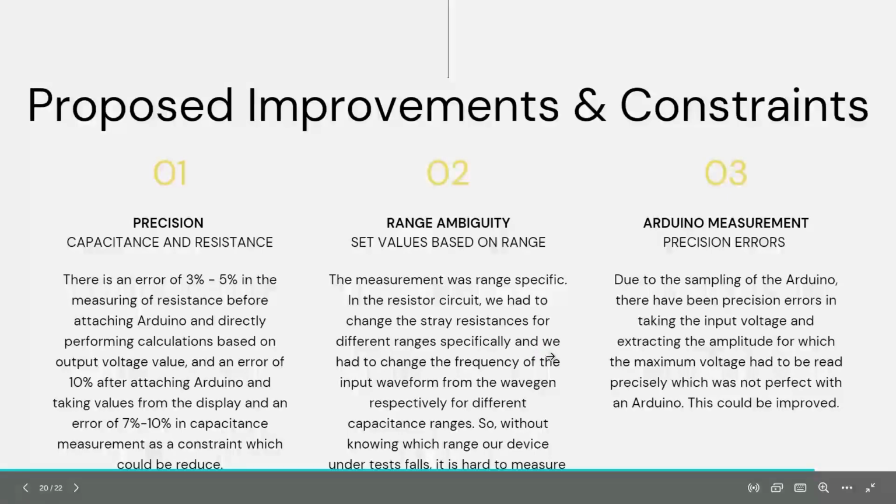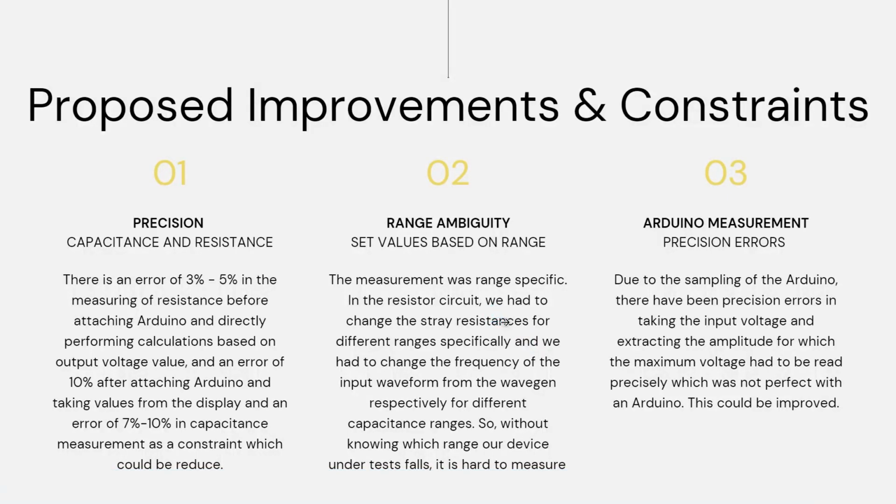Coming to the second improvement, range ambiguity. As we explained earlier, in the resistance circuit we were setting the R1 resistance based on the range. So unless we know the range of the resistance, we can't measure it accurately, because we don't know which R1 value to choose. Similarly, in the capacitance circuit, we were choosing the frequency based on capacitance ranges. So whenever we have to check a capacitance or resistance value, we have to know which range it falls in, like nanofarad, picofarad, etc. And the third improvement or constraint that we could talk about is the Arduino measurement.